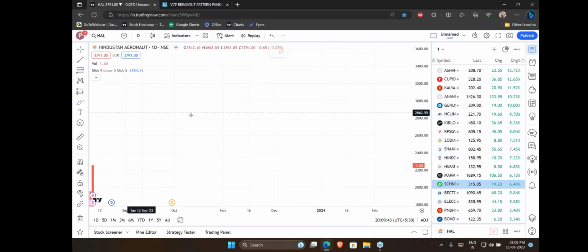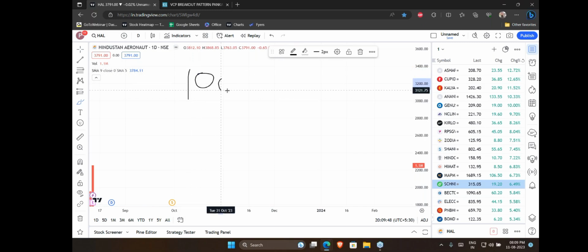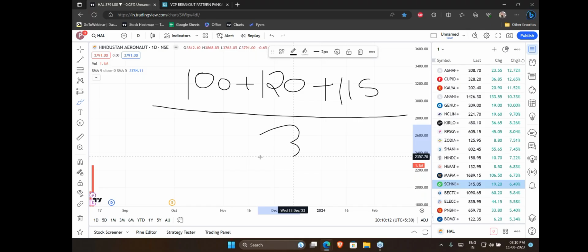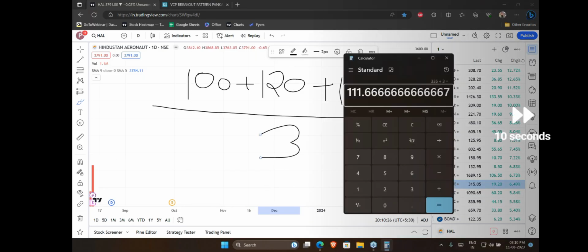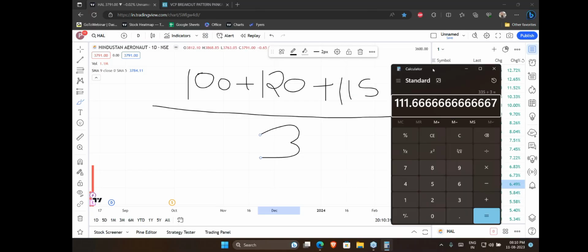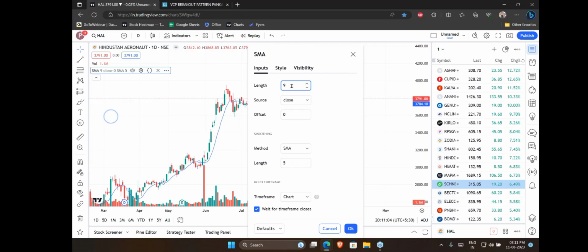Now, before moving on, today's closing is 100. Tomorrow's closing is 120. And the day after tomorrow's closing is 100. That is the average of the days: 111.66. ये एक दिन का length over here. Length.